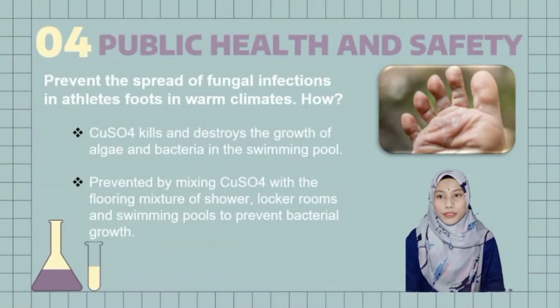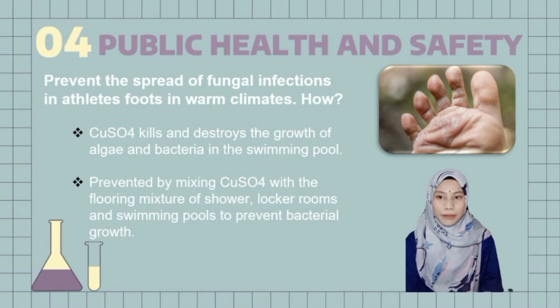Now, I will explain to you about the usage of copper sulfate in public health and safety. First, it is used to prevent the spread of fungal infections in athletes' feet in warm climates. How? Copper sulfate kills and destroys the growth of algae and bacteria in the swimming pool, and it is prevented by mixing copper sulfate with the fluorine mixture of showers, locker rooms, and swimming pools to prevent bacterial growth. So, as we can see, the picture shows that the foot has been infected by fungus.